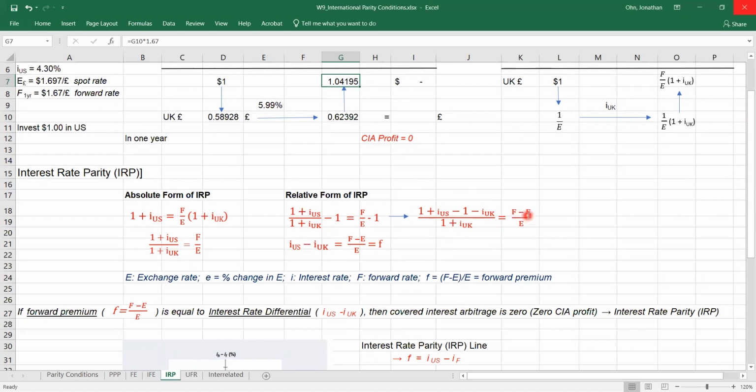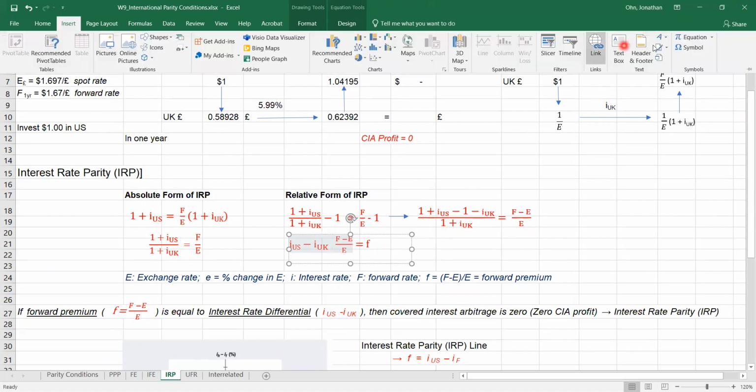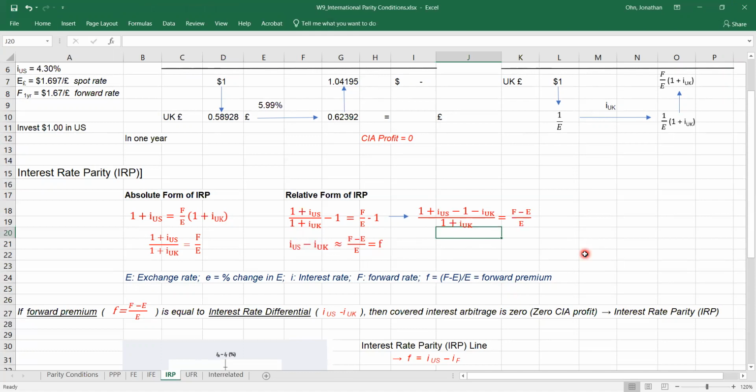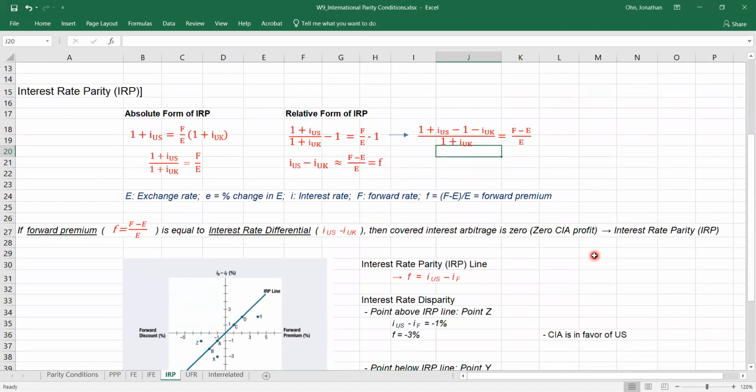And then this is what? This is the forward discount, forward premium. So actually, this one should be, insert approximation. It should be this way. So the approximation is the relative interest rate between these two countries. The relative interest rate should be close to the forward premium, forward discount. Forward premium, forward discount. All right.